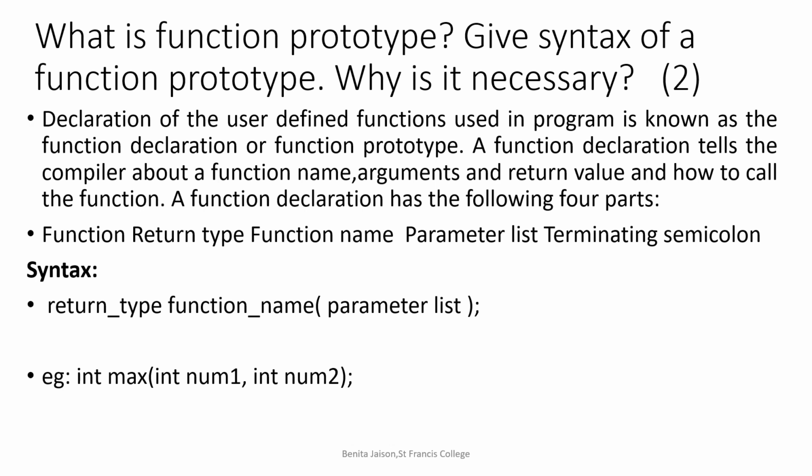So a function prototype is also known as function declaration, and the syntax is the return data type followed by the function name, and in brackets we have to pass the parameter list. So here in this example, suppose max is the function name, return data type will be integer, and the arguments passed will be two integer values num1 and num2.